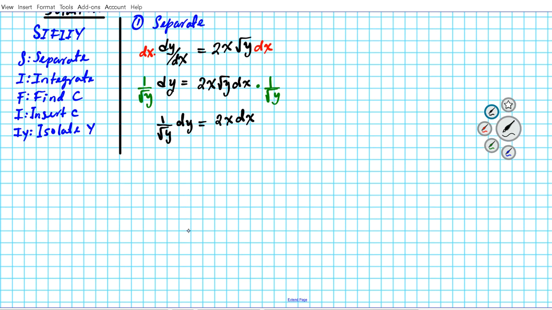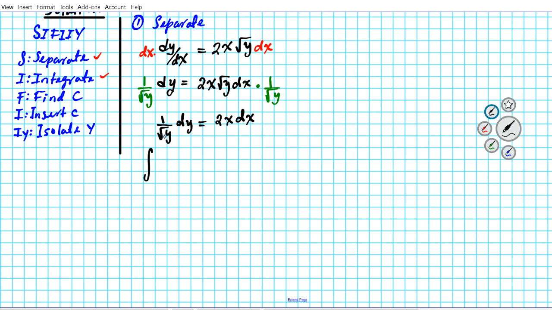Now, what have we accomplished so far? Well, we have successfully separated the variables. The y is on the left and the x is on the right. So we're done with the S step in SCIFI. Next, we're going to integrate to get rid of these differentials that we have here.